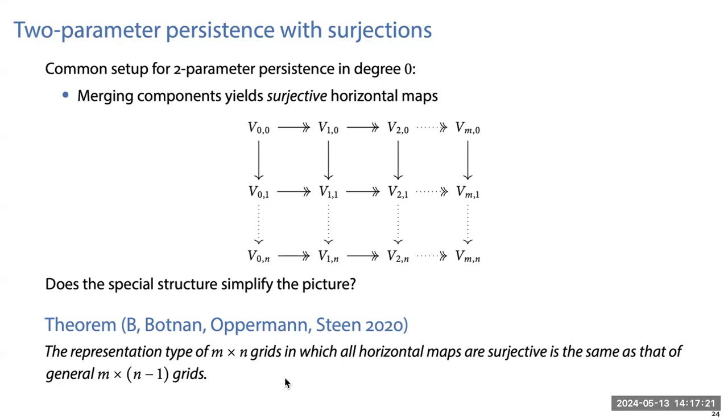So we have that the representation theory of m by n grids with this particular property that we see in zeroth homology is actually the same as if we remove one row from this grid. If we have one fewer row in the diagram, the representation theory we get from such grids is the same as the one that we see here.